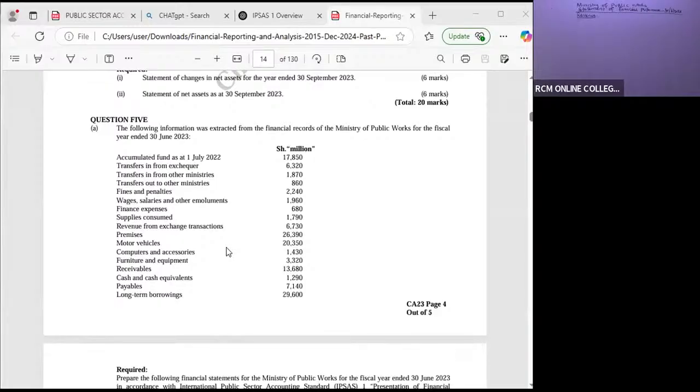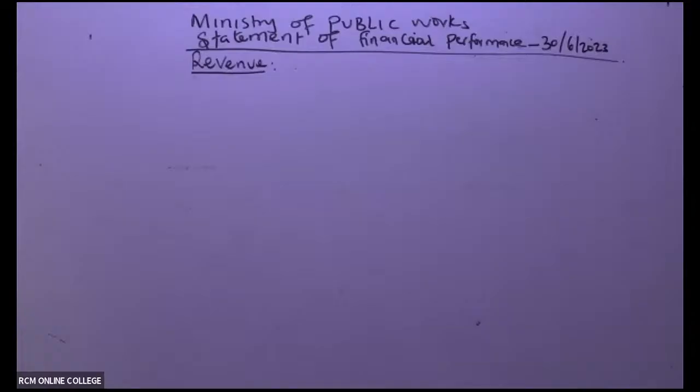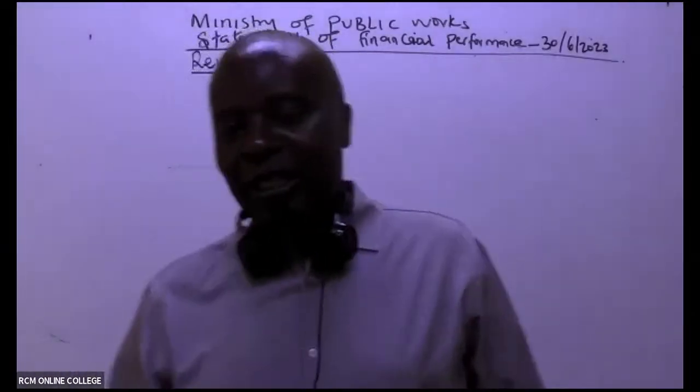If you look at this very keenly, the first thing that I would want you to see, ladies and gentlemen, is this one here. Accumulated fund as at 1st July 2022. If you allow me to explain something about this accumulated fund, I will be able to do that.